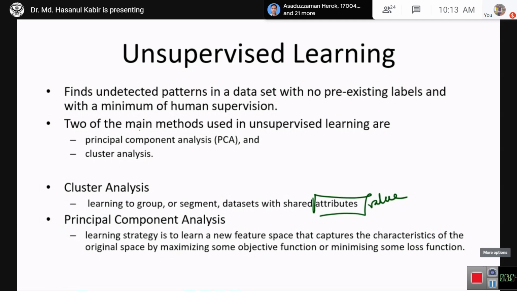Though we are saying that the main two methods in unsupervised learning are PCA and clustering analysis, there are a lot of other different kinds of unsupervised methods. Since in this lecture we'll be particularly talking about principal component analysis and cluster analysis, that's why I just pointed out these two parts over here. So up to this, is it clear?